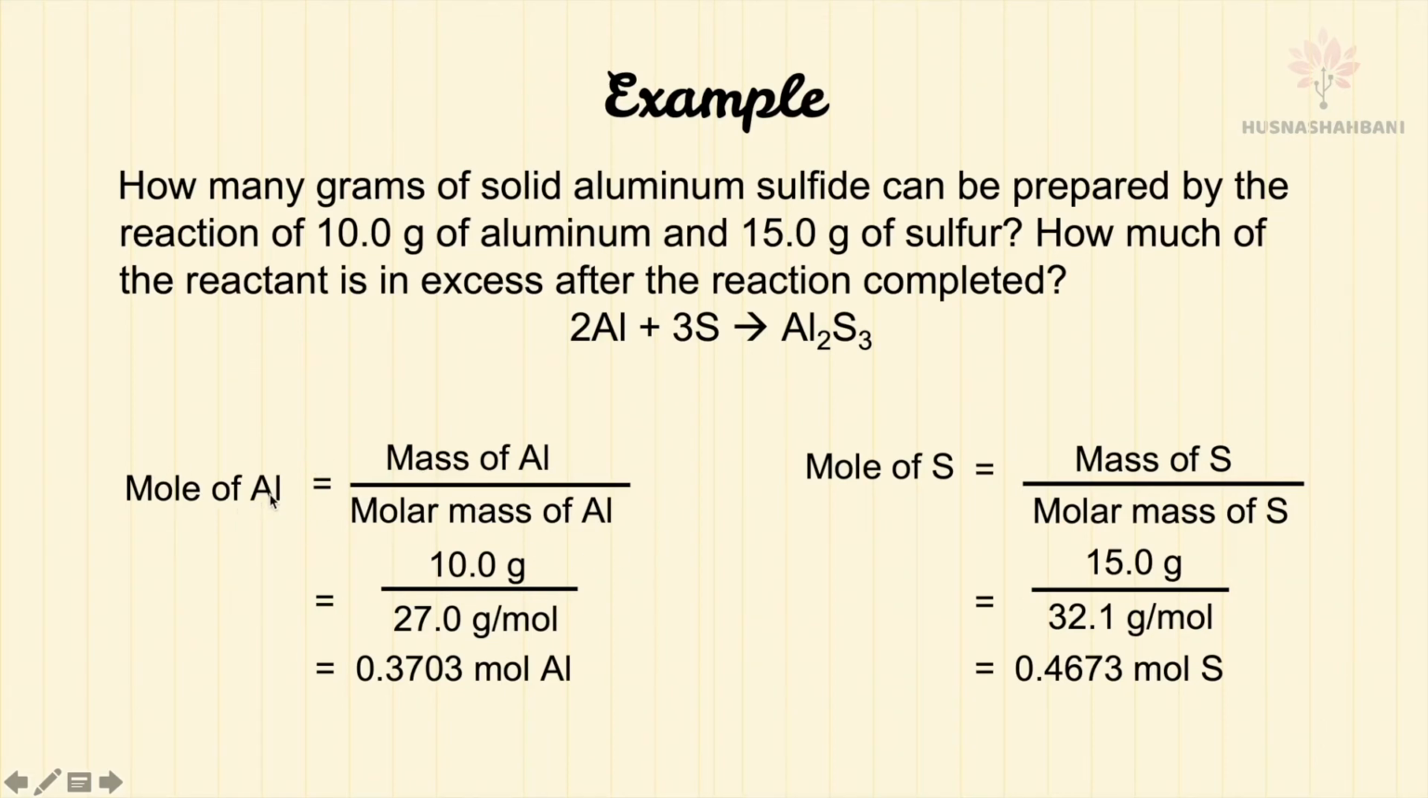Number of mole of Al. We have to find the number of mole of both reactant first because we need to compare all this with the product number of mole. So find the number of mole of both reactant first by dividing their masses with the molar masses. You get 0.3703 mole Al, 0.4673 mole sulfur. Now we have the actual number of mole of Al and S. 2 mole Al, 3 mole S is just a coefficient, so you can compare.